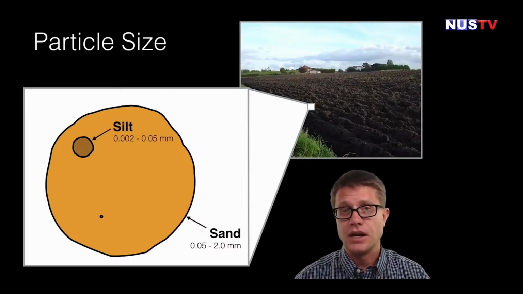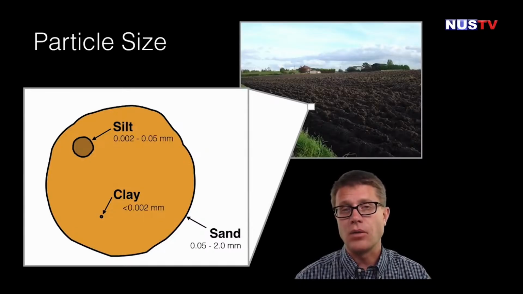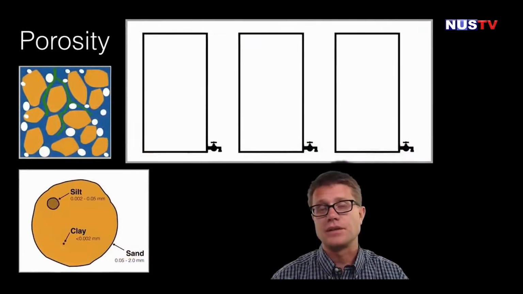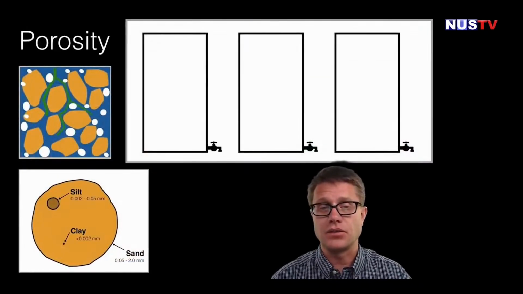We then have silt. And then finally we have clay. Clay is going to be particles that are smaller than 2,000th of a millimeter. So really, really fine particles. Now, what do those particles contribute to? It's the type of the soil and the porosity of that soil.